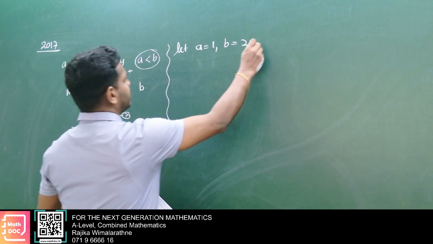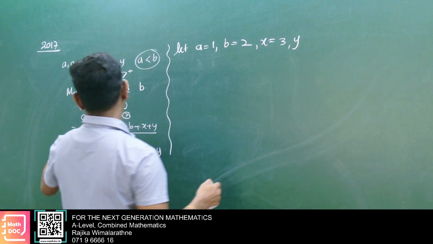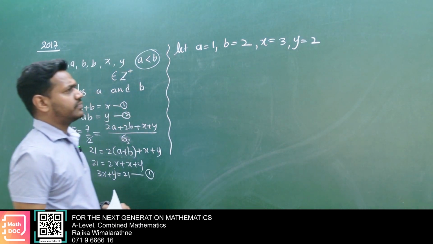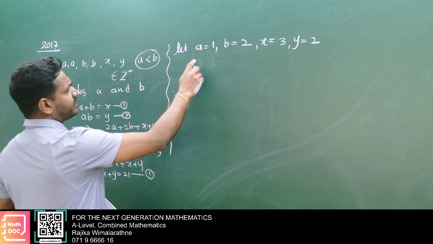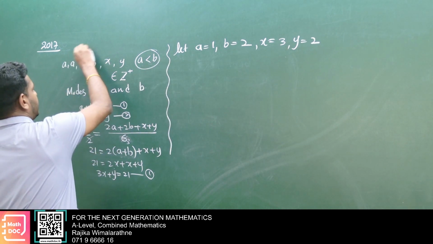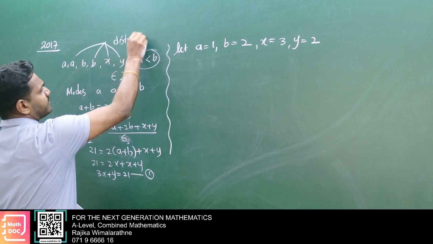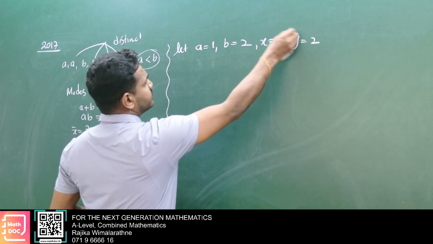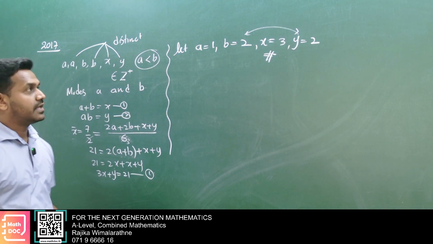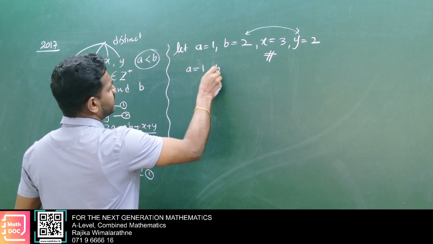Then x equal 3, y equal 1 into 2, 2. Let's write. Then A, B, X, Y must be distinct. Now here these two coincide, therefore it is wrong. Then A equal 1, B equal 3.